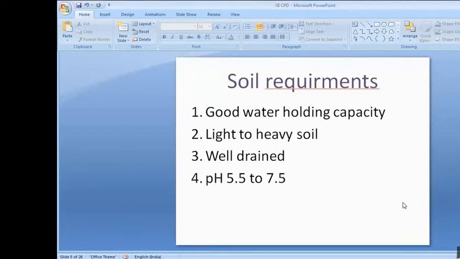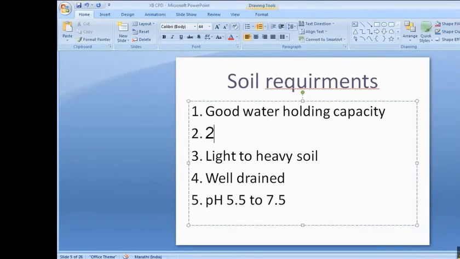Soil and climatic requirements we have to study. Now in soil requirements, there are some common factors that every crop needs. Soil should have good water holding capacity. It should also have good drainage capacity. Not only water holding capacity, which we have written, but it should also have good drainage capacity. When it has good drainage capacity, then that soil will be useful for almost all crops.